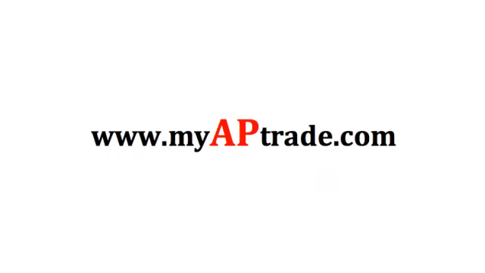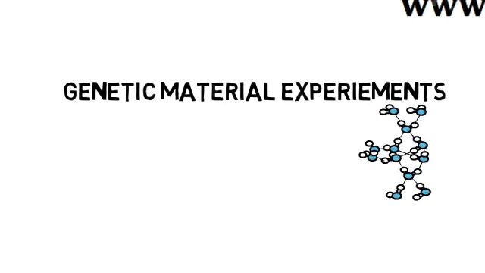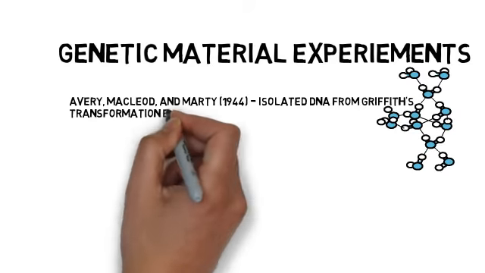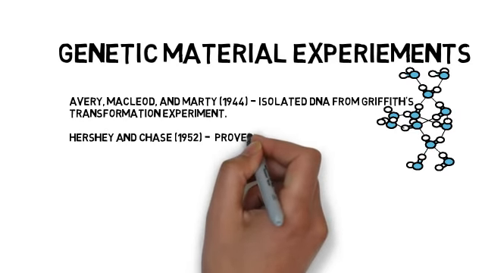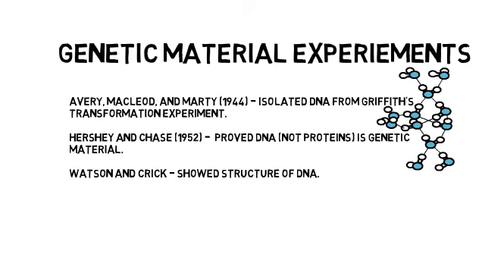Let's start looking at our genetic material. We first learned about DNA structure through three main experiments. Avery, MacLeod, and McCarty in 1944 isolated DNA from Griffith's transformation experiment. Hershey and Chase in 1952 did an experiment with virus and bacteria showing DNA, not proteins, is genetic material. Watson and Crick published work showing the structure of DNA.